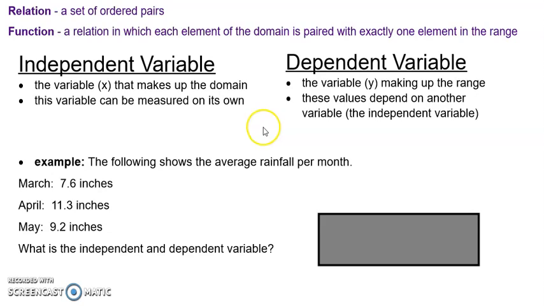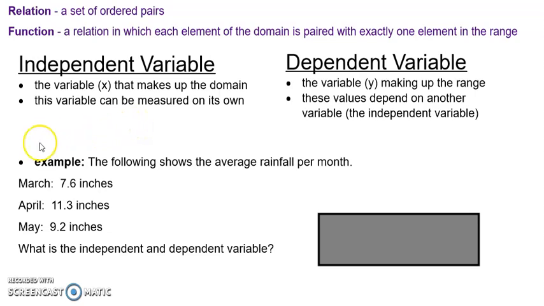So if we're measuring the height of a rocket that shot up in the air, the time that it takes for the rocket to go up and back down to the ground, that time could be measured on its own. Okay, so that's the independent variable. And the height of the rocket can also be measured on its own, but the height of the rocket depends on how long it's been since it was launched. Okay, so if we're graphing that relation between the two, the height depends on the time it's been in the air.